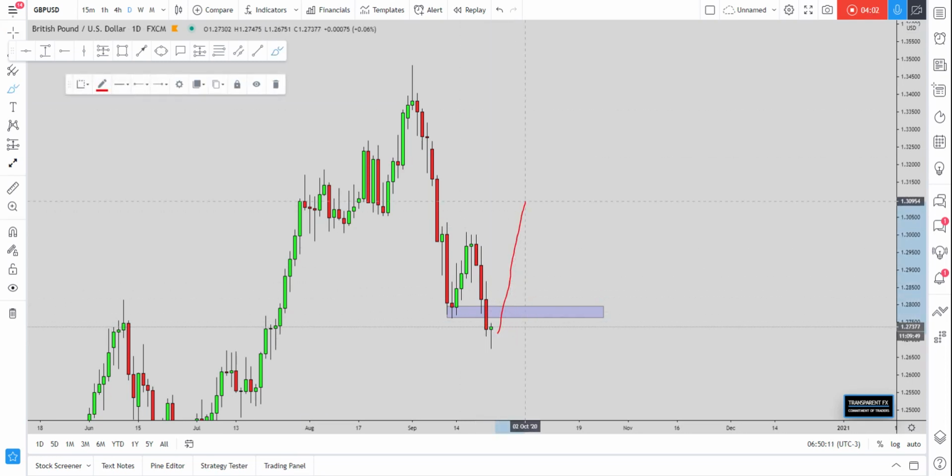A situation where we want to see a rejection higher, however, we have previous daily support, which is now turned resistance. Well, very simple. We have to wait for the market to create new daily structure. So that is how we will be approaching this pair with students.